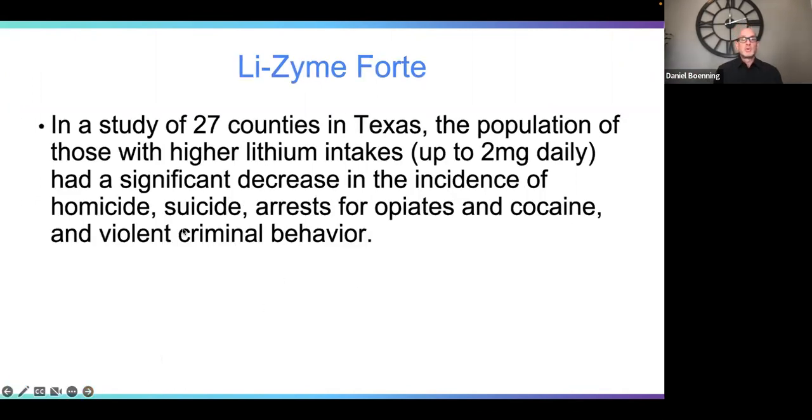Look at this study in 27 counties in Texas. The reason I refer to Texas, and I have all along in all my classes on this, is that Texas has the highest amount of lithium in their water supply in certain counties. So the population of those with higher lithium intakes of up to 2 milligrams daily had a significant decrease in the incidence of homicide, suicide, arrest for opioids and cocaine, and violent criminal behavior.